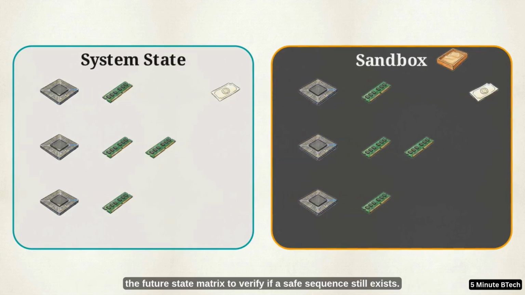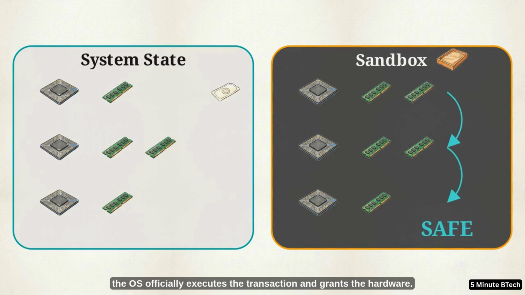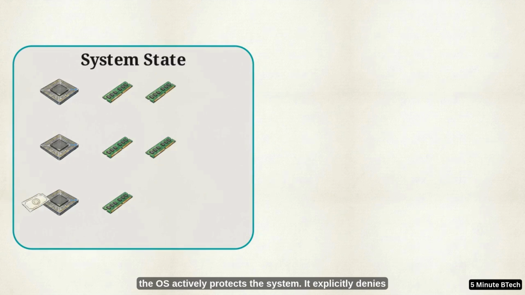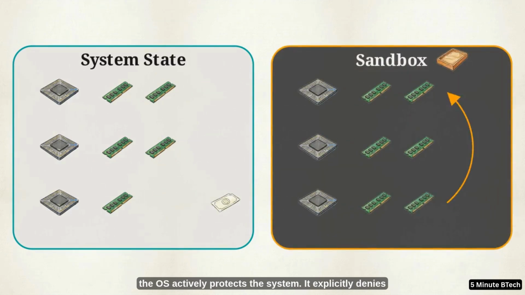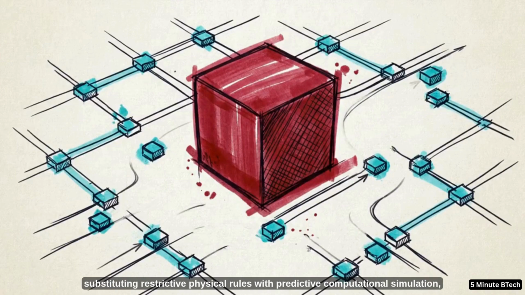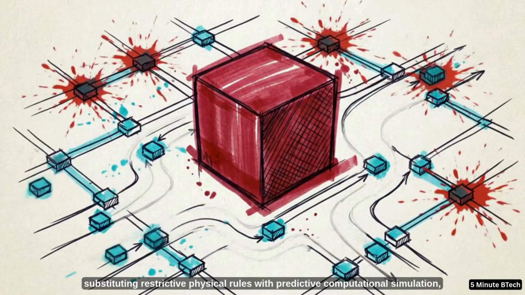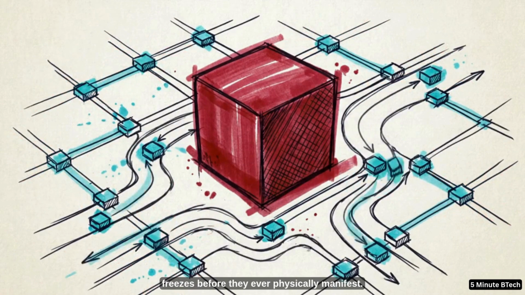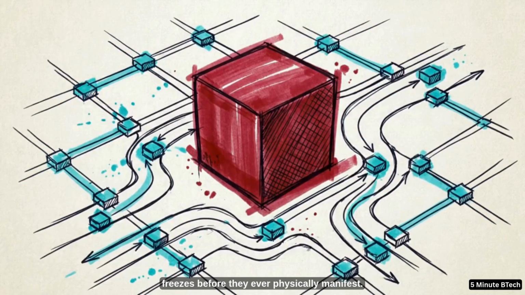The algorithm projects the future state matrix to verify if a safe sequence still exists. If the projection holds and the resulting state remains safe, the OS officially executes the transaction and grants the hardware. But if the projection fails and uncovers an unsafe state, the OS actively protects the system. It explicitly denies or delays the request until more resources free up elsewhere. By substituting restrictive physical rules with predictive computational simulation, deadlock avoidance actively dodges system-killing freezes before they ever physically manifest.